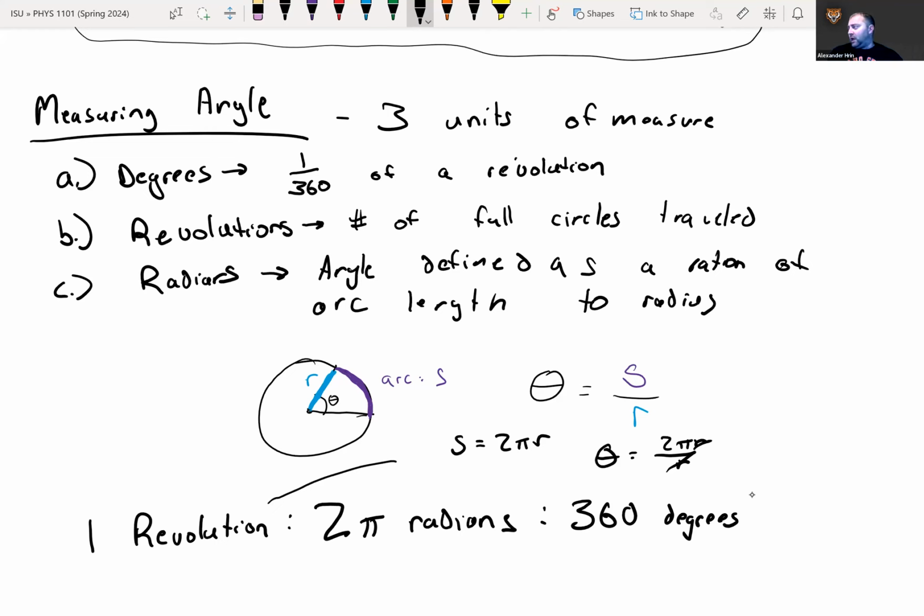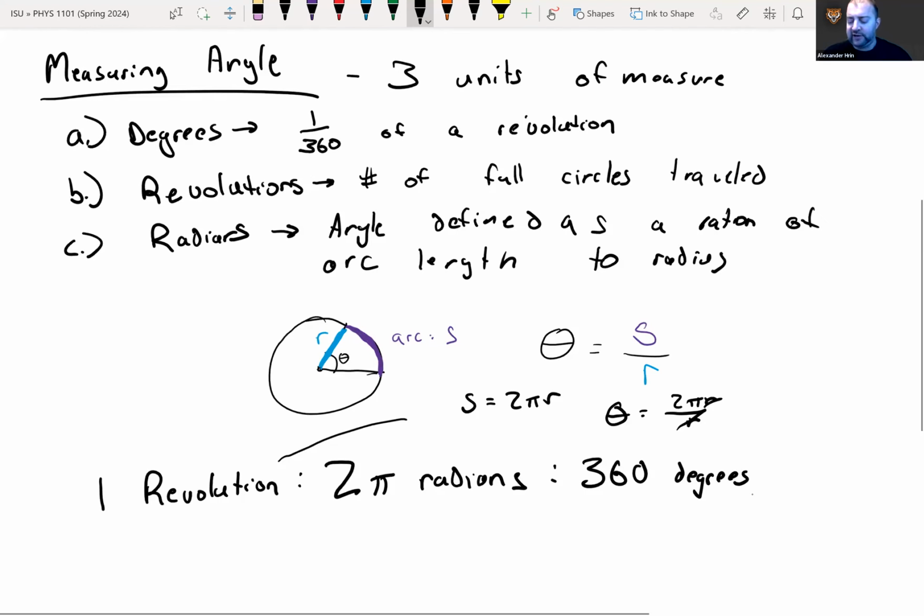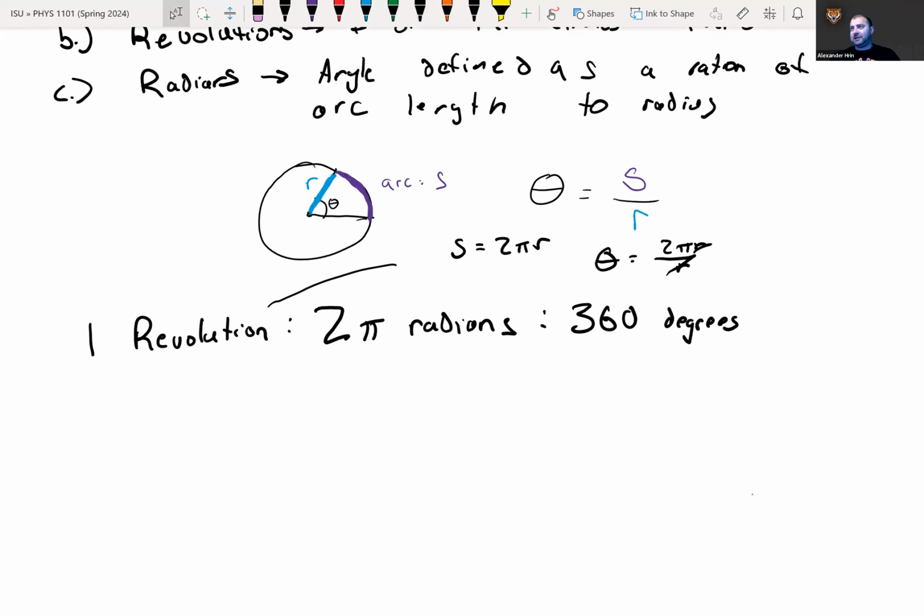Now, one of the main advantages of radians is that we call it a radian, but really it's a dimensionless quantity. Both S and R would be measured in meters, and the meters would cancel out. So basically, you're expressing an angle as a ratio. You're relying on the geometry of a circle and then expressing the angle as a ratio, where there are no arbitrary units in there.